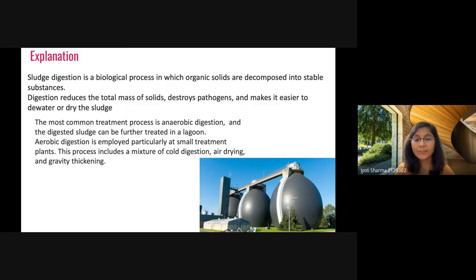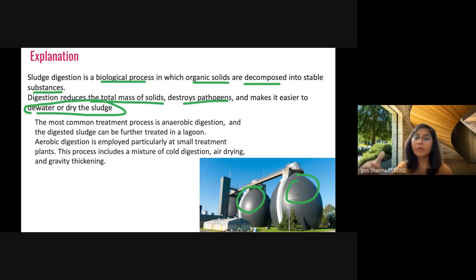We can have such kinds of tanks for sludge digestion. This is the biological process in which organic solids are decomposed into stable substances, and that will reduce the total mass of solids. It can also destroy pathogens, and that makes it easier to dewater or dry the sludge. The next process will be dewatering and drying the sludge.